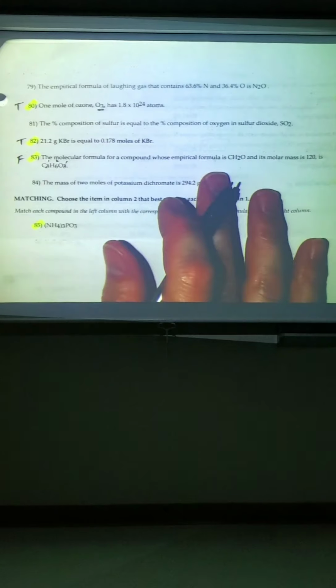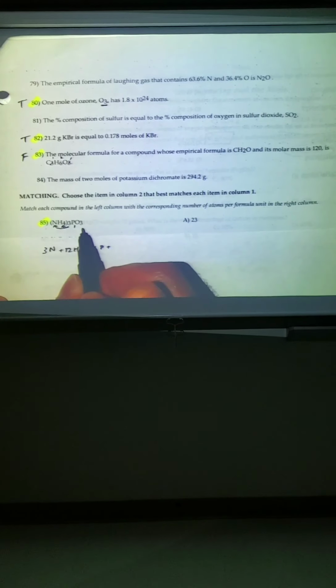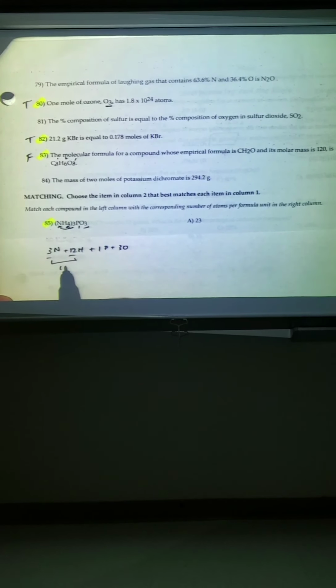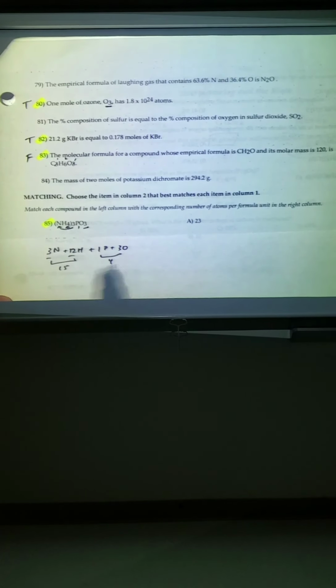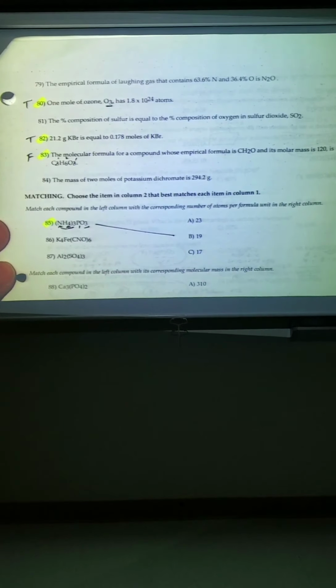So here what we do is take 3 times the N, so we have 3 N's. 3 times the 4, that's 12 H's. We have 1 phosphorus, and we have 3 oxygens. So just remember to multiply across. So we have 3 plus 12, that's 15. We have another 4, so together that's 19. And that's our answer, B. So do 2 more just like that.